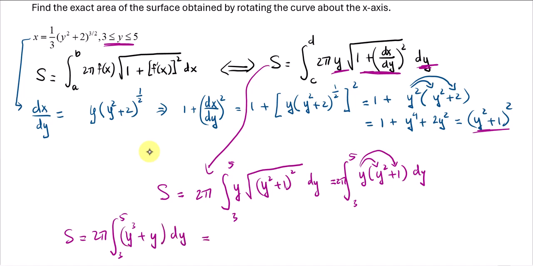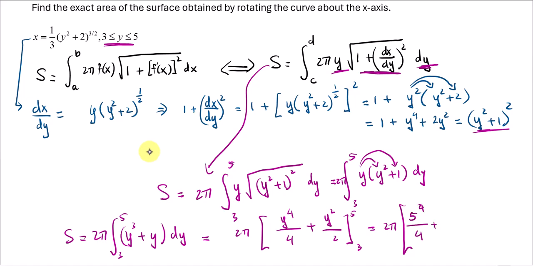And finally, applying the power rule, y to the 4th over 4, adding 1 to the power, and then y squared over 2, and then go from 3 to 5. And now I'm ready to plug in 3 and 5 for y. So 5 to the 4th power over 4 plus 5 squared over 2, and then do the minus and plug in 3 for y. 3 to the 4th power over 4 plus 3 squared over 2. Oops, this one should be 2.